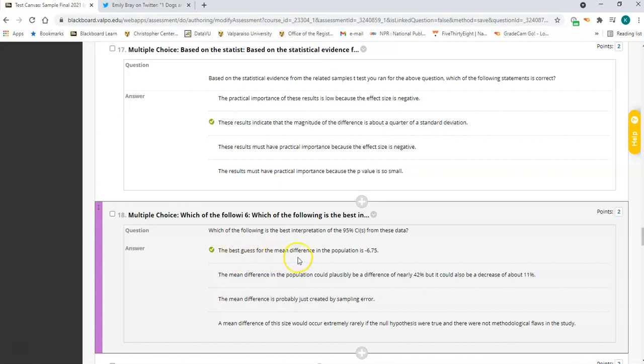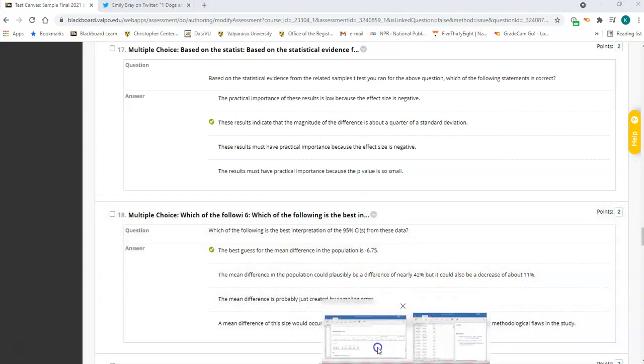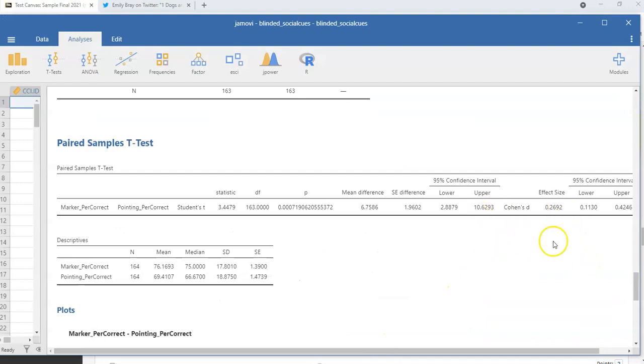The best guess for the mean difference in the population is this. Now, why do I say that? Well, the mean difference is this, right? That's the mean difference. Here's the confidence interval around the mean difference. The mean difference here is the point estimate of the confidence interval. It is the middle of these two values exactly. And that means that it is your best guess at the population mean difference. It might be as low as this. It might be as high as this, but this is your best guess.